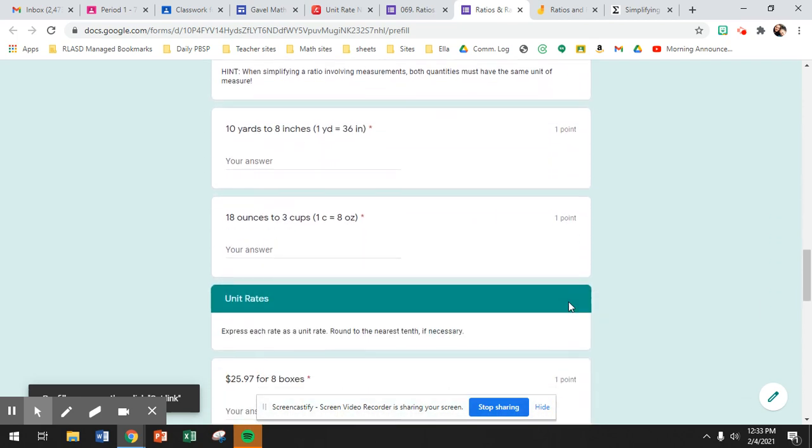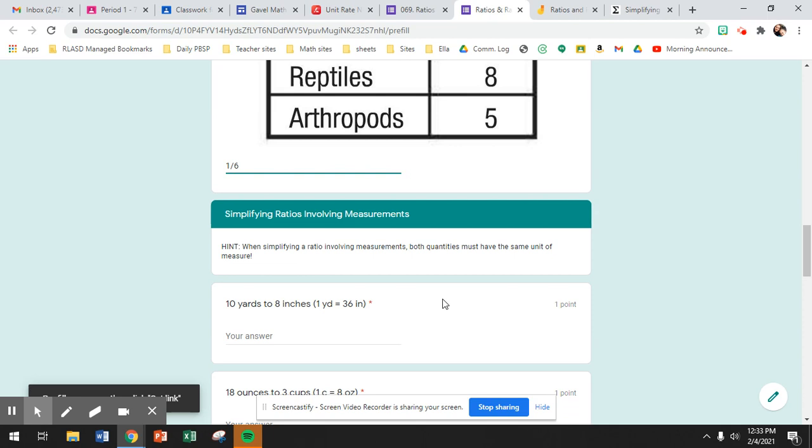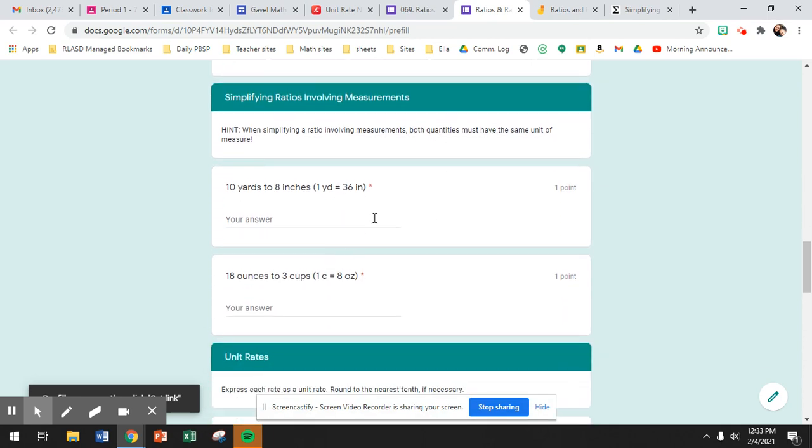Okay. These are a little trickier. When simplifying a ratio involving measurement, both quantities need to have the same units of measure. So we're going to have to convert these. So 10 yards to 8 inches. Well, 1 yard is 36 inches. So we're going to make them all inches. So 10 times 36 is 360 to 8 inches.